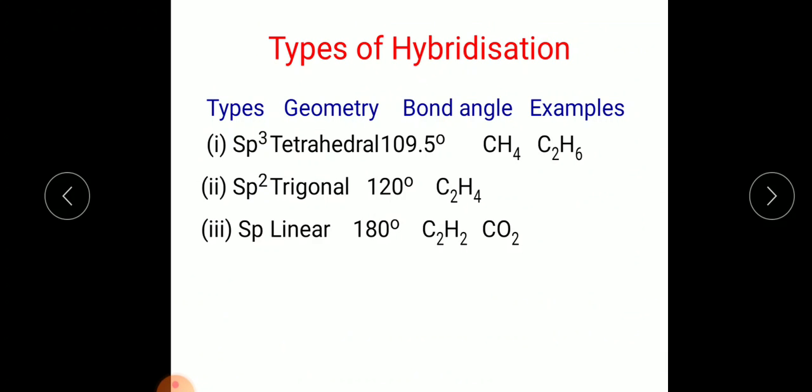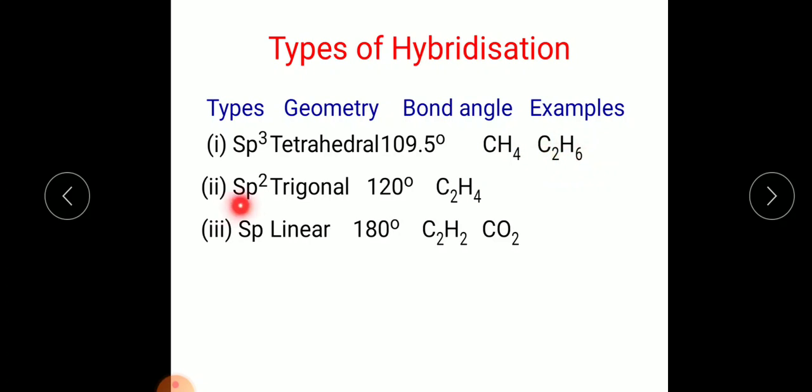Now, types of hybridization. We have three types of hybridization: sp3, sp2 and sp. The first involves only s and p orbitals, where we mix only s and p orbitals. The geometry of sp3 hybridization is tetrahedral and the bond angle is 109.5 degrees. Examples of such compounds are methane and ethane.